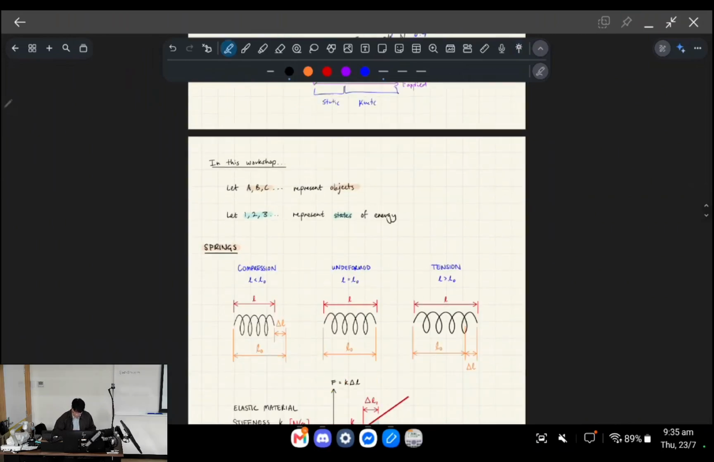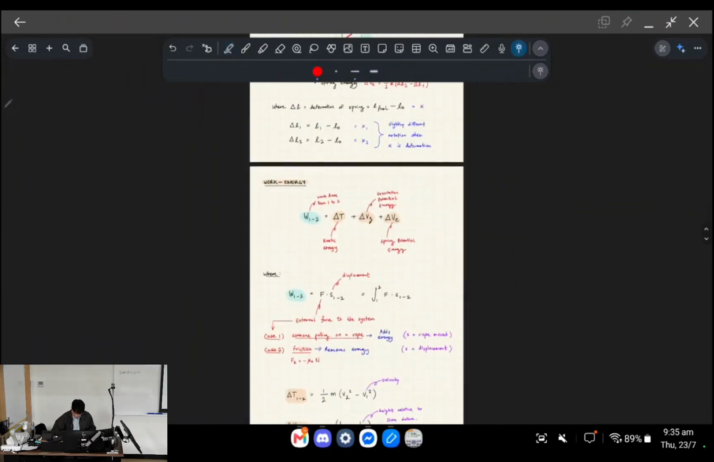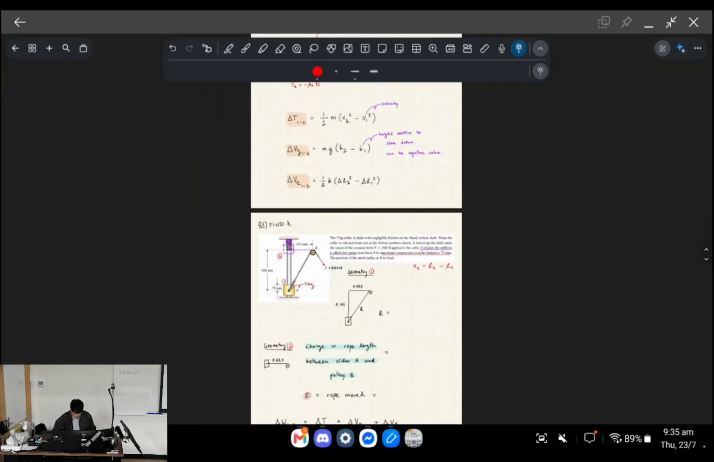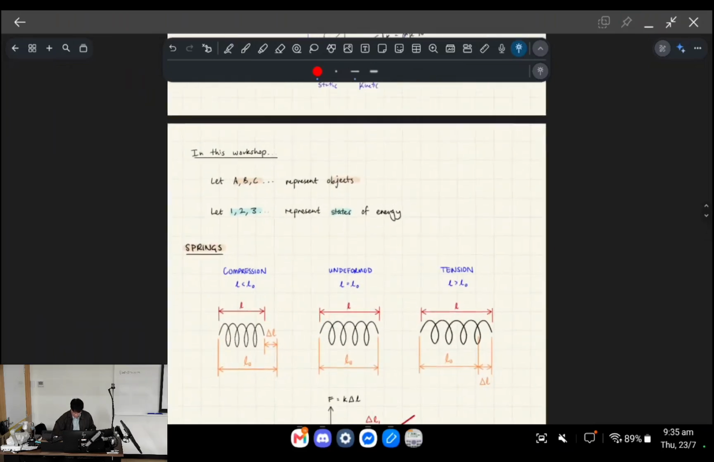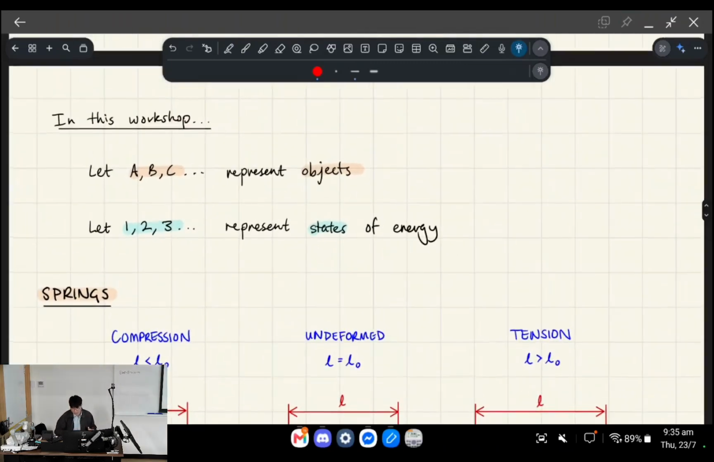Okay, so what I'm going to do is run through this page of theory and this page of theory, related to springs and energy. And then before we move on to question 2, I'll give you guys a break, okay? So we're just going to go through some theory first. Okay, so in this workshop, I just want to make some notation clear.